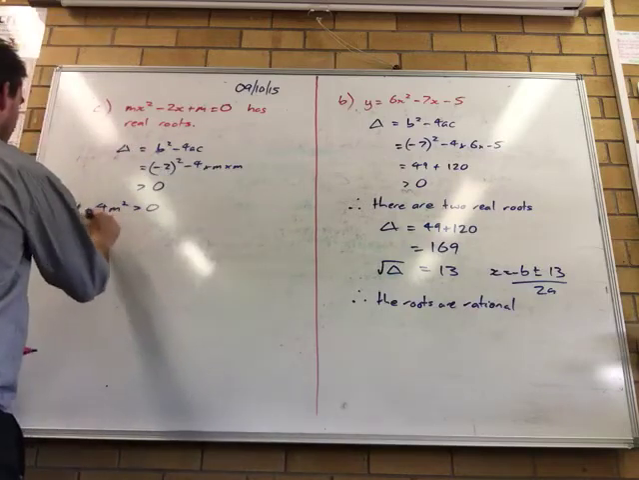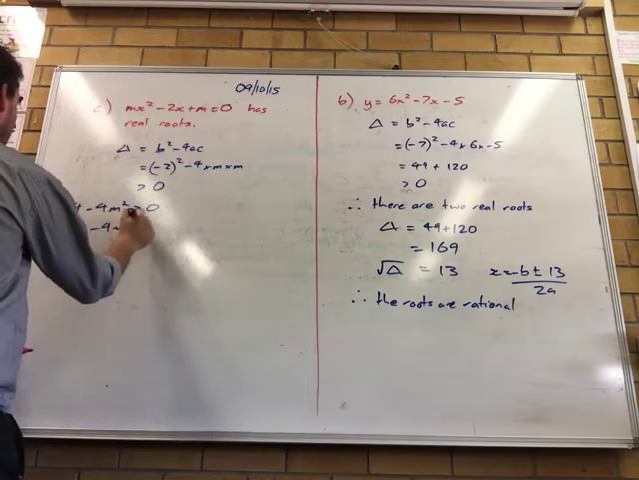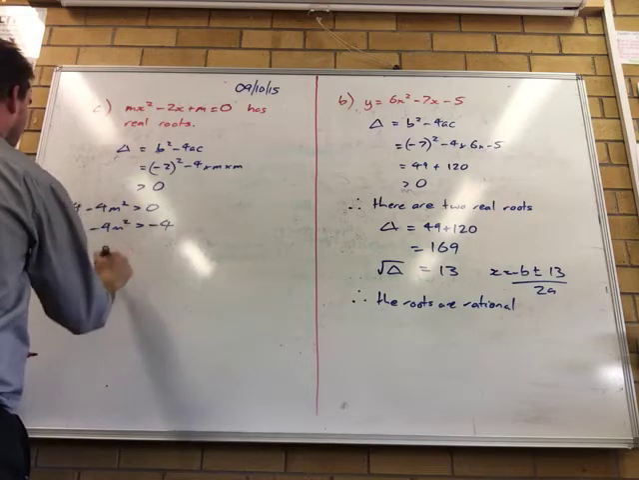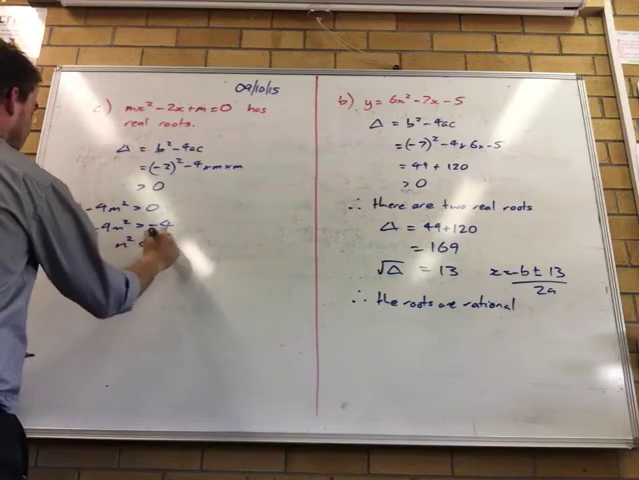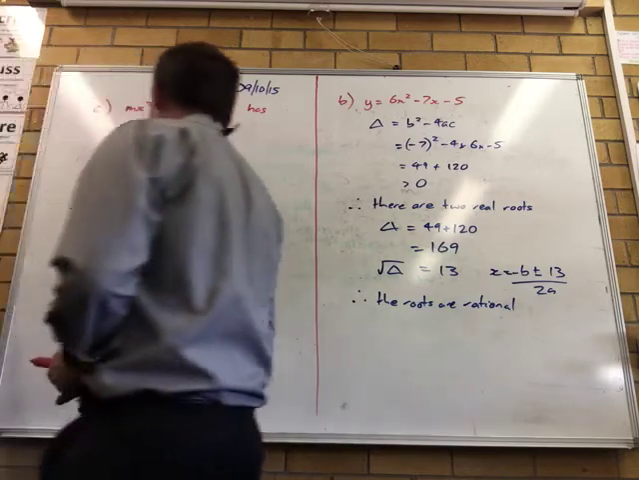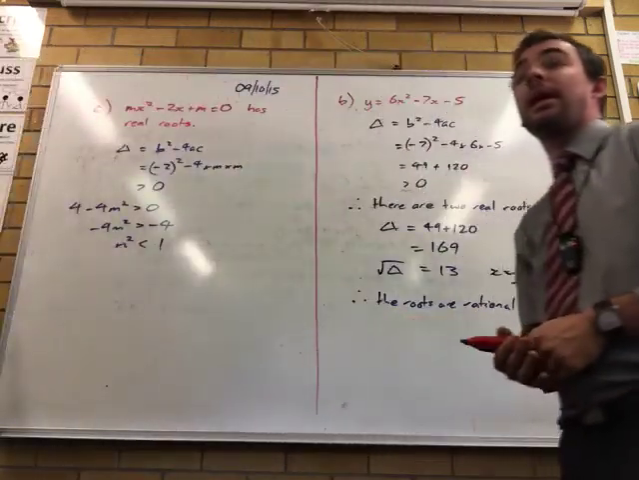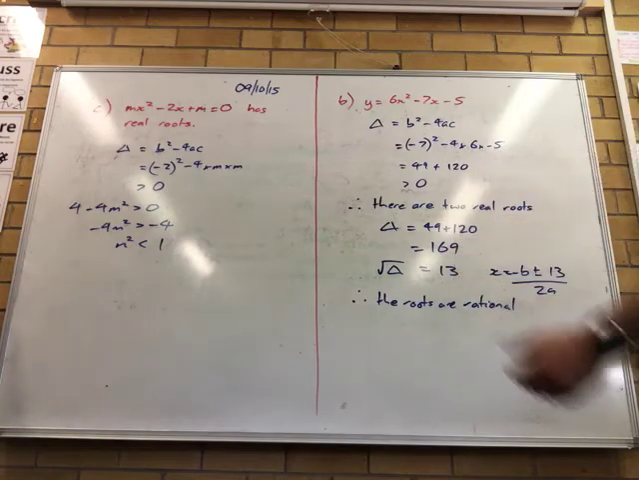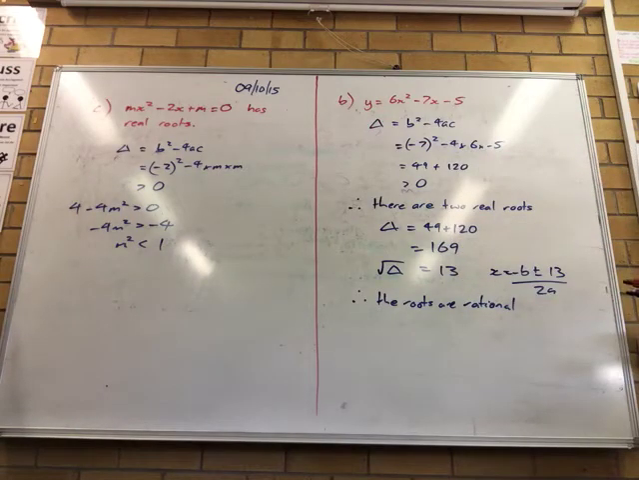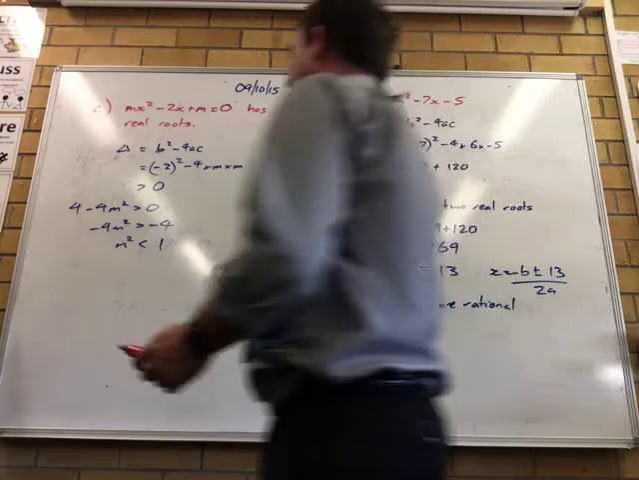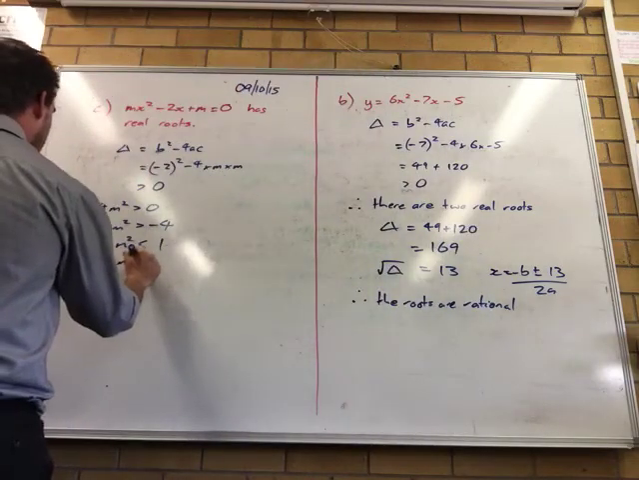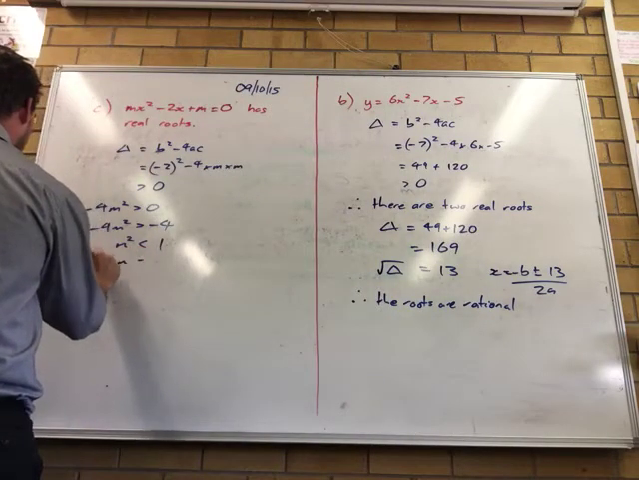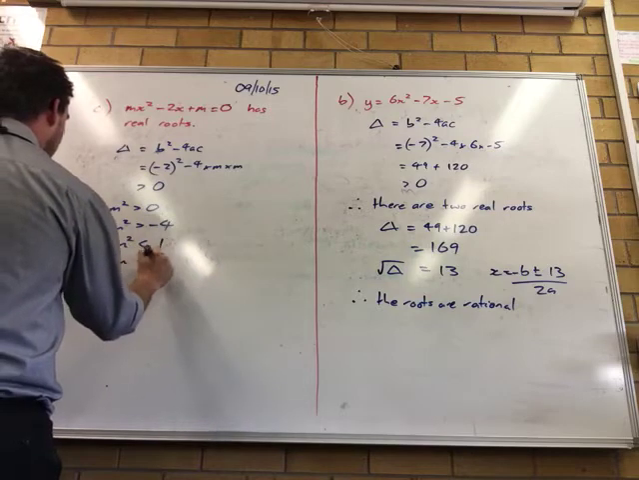Alright, so negative 4m squared is greater than negative 4, so m squared is less than 1. When we're dividing or multiplying by a negative number, the sign of the inequality is reversed. Okay, m critical point: m is equal to plus or minus 1.